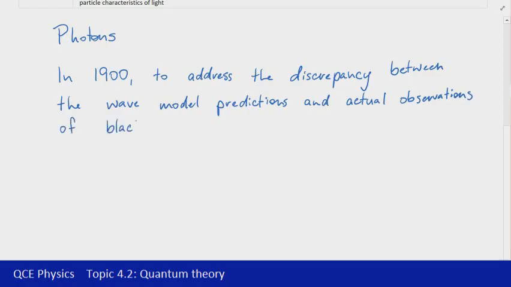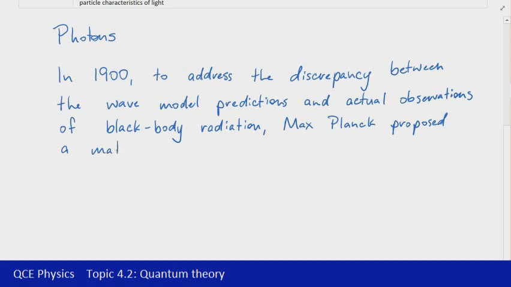The solution to that was developed by Max Planck, and in coming up with this solution, it's interesting to note that he actually didn't think it had any physical meaning. He thought it was literally just a mathematical solution to this problem. It wasn't until Einstein came along and applied it to an experiment that we'll see in the next video that it was shown that this wasn't just a mathematical solution, that it did actually have some physical meaning.